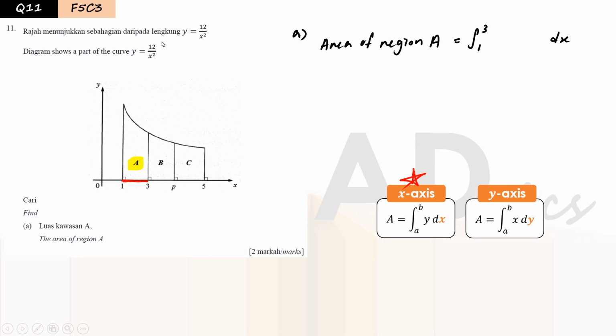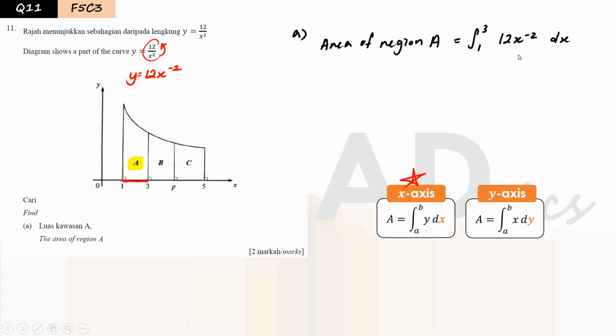We are going to substitute this inside the integral, but let me rearrange this part a bit. Instead of x squared at the bottom, I'm going to move it to the top. So here will be 12x to the power of negative 2. I adjust it because it will be easier for us to integrate, as I can see the true power of x, which is negative 2.